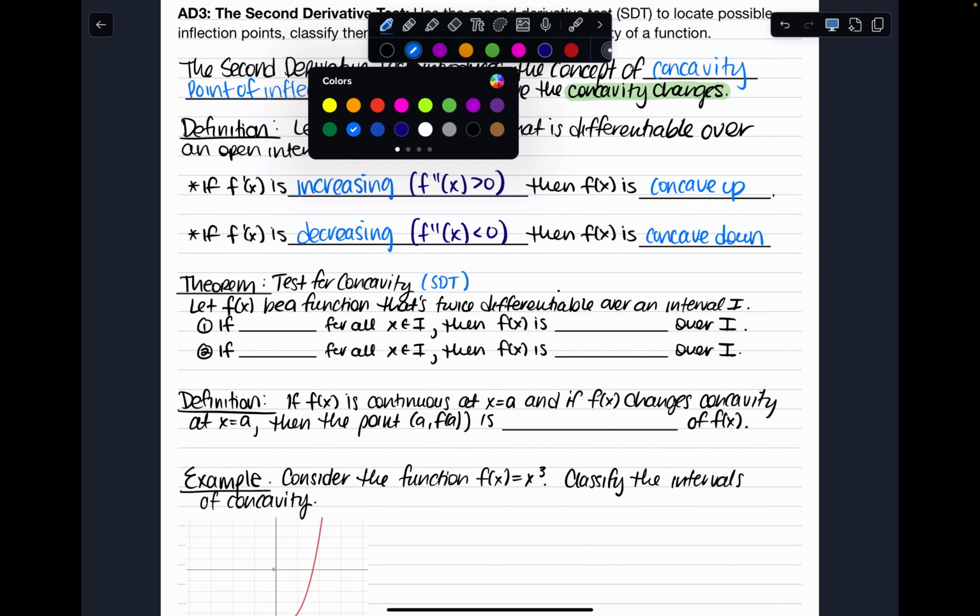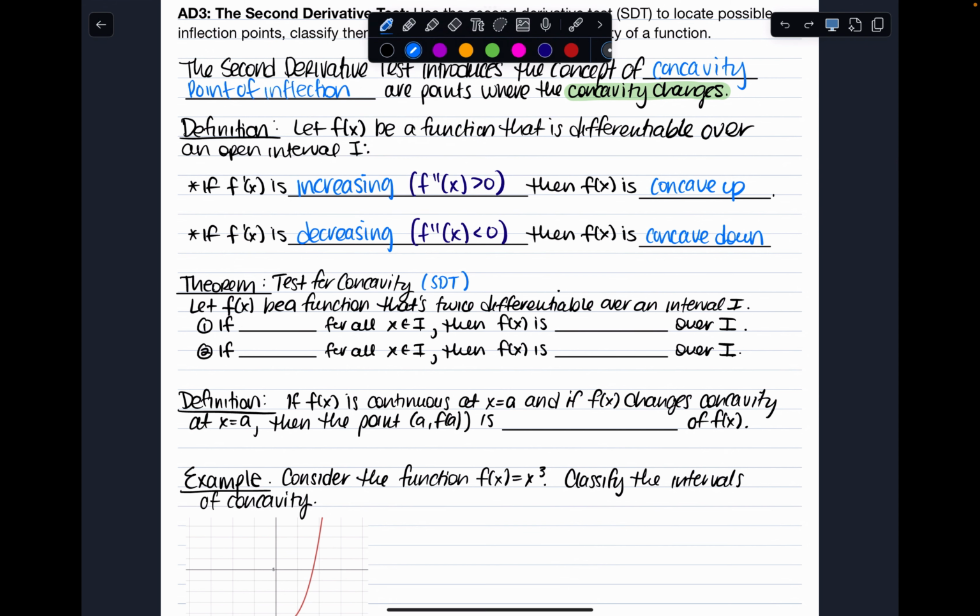And I'm going to write very similar to what I have above, but in a different way. If f double prime of x, if the second derivative is positive, then f is concave up. And what that also means is f prime is increasing. So the graph of the first derivative has an increasing behavior. And then likewise, if f double prime is less than 0, f of x is concave down. And just note that if f double prime of x is less than 0, then what that actually means is f prime is decreasing.